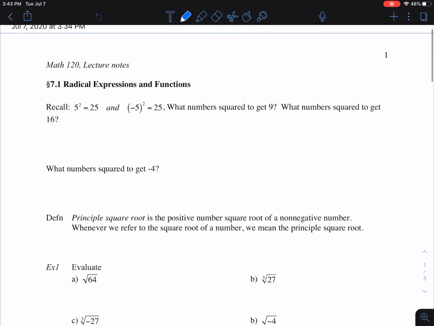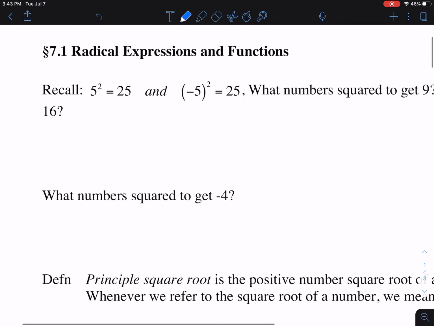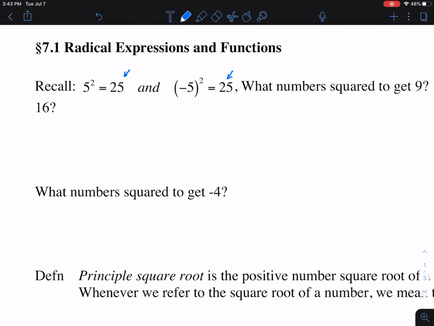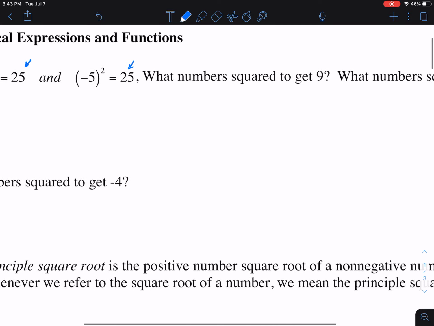Before we get to it, let's recall something we already learned, and that is when we square a number. So if we take 5 and we square that, we get 25, right? Or if we take -5 and we square that, we get 25. So the squares of both of these numbers are equal to 25.